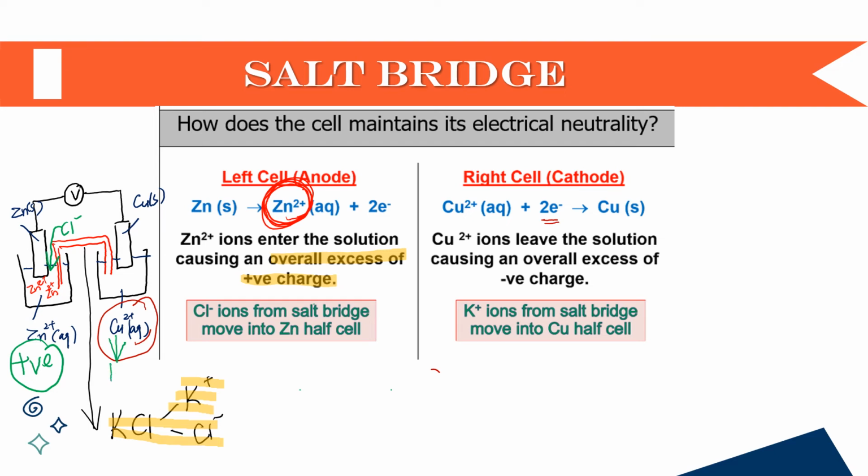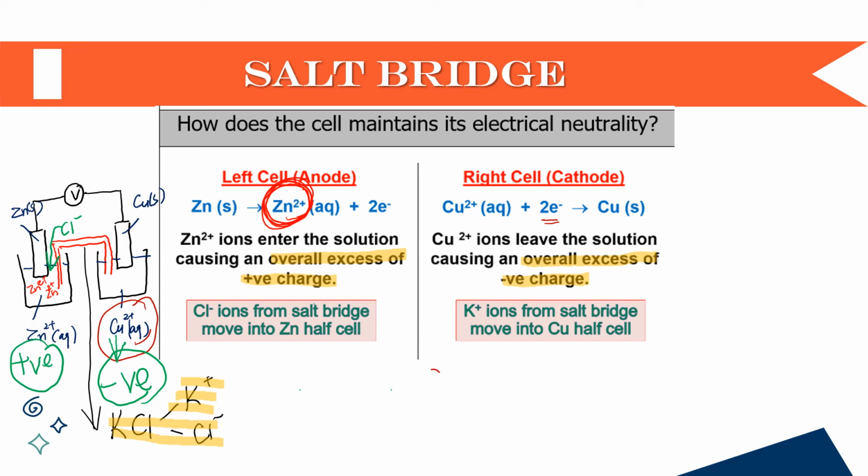When the concentration of copper 2 plus decreases, it will become less positive. When it is less positive, meaning overall it will become more negative. So as stated over here, copper 2 plus ions leave the solution, causing an overall excess of negative charge. So where does this overall excess of negative charge come from? From the electrons.